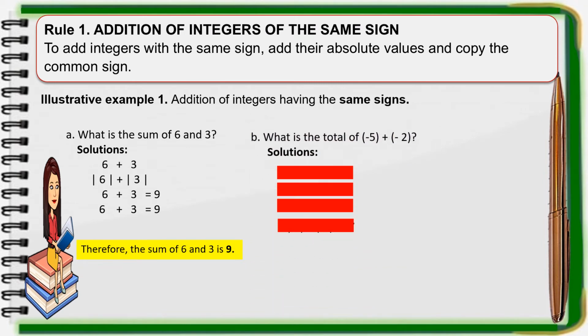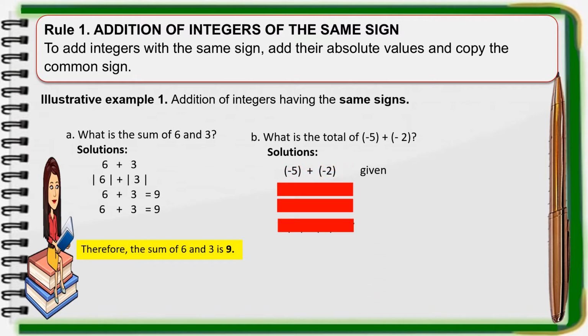Okay, let us have our second example. What is the total of negative 5 plus negative 2? So, still, these are of the same signs. Parehas po silang negative. So, ganun pa rin ang ating gagawin. Applying rule number 1. First, sulat natin ang given.